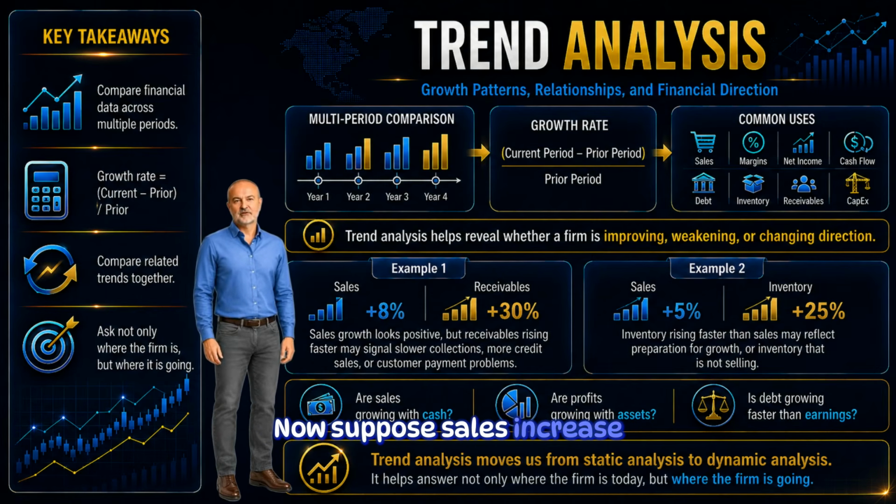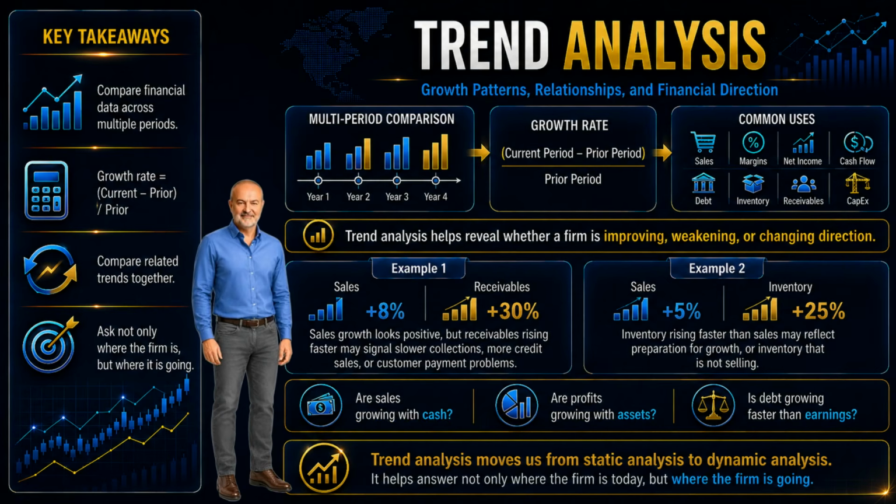Now suppose sales increase by 5%, but inventory increases by 25%. That could mean the firm is preparing for future growth, but it could also mean inventory is not selling. So, trend analysis is not just about calculating growth rates, it is about noticing relationships.